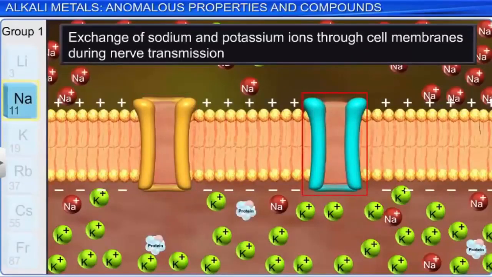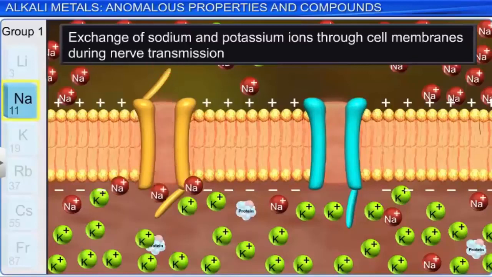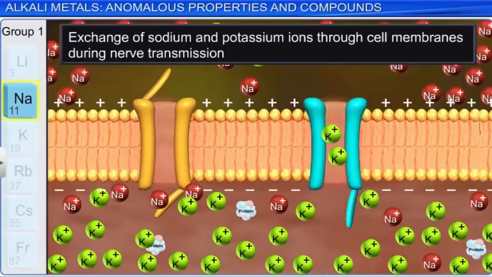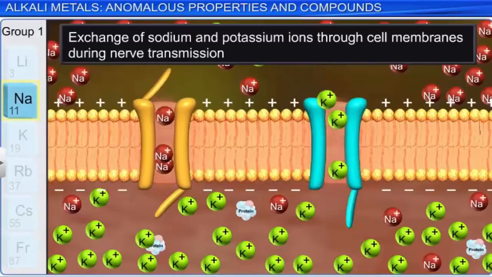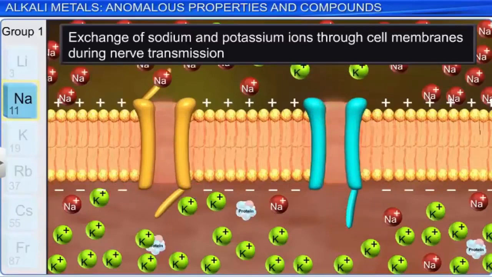When these become activated, sodium ions rush into the cell and potassium ions flow out of the cell. The movement of sodium and potassium ions down their concentration gradients causes the polarity of the membrane to change momentarily. As this moves down the neuron, the nerve signal travels through the body.